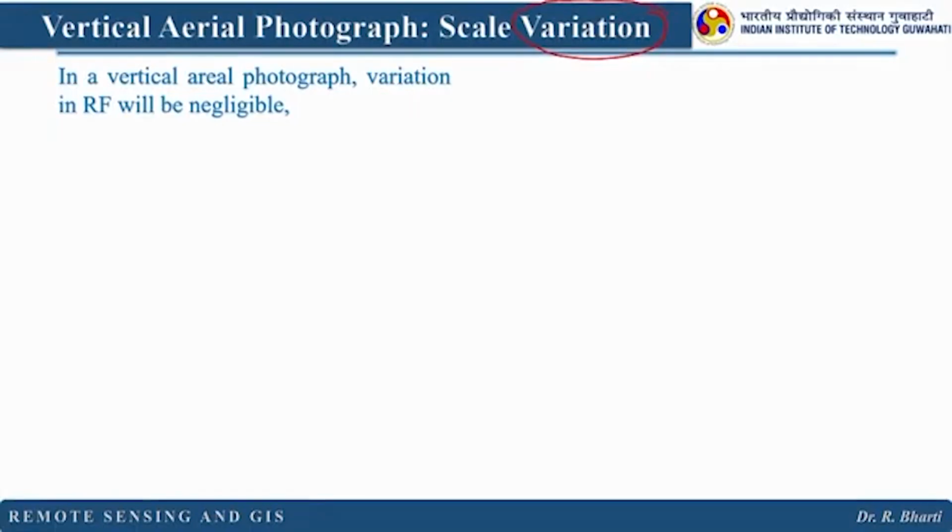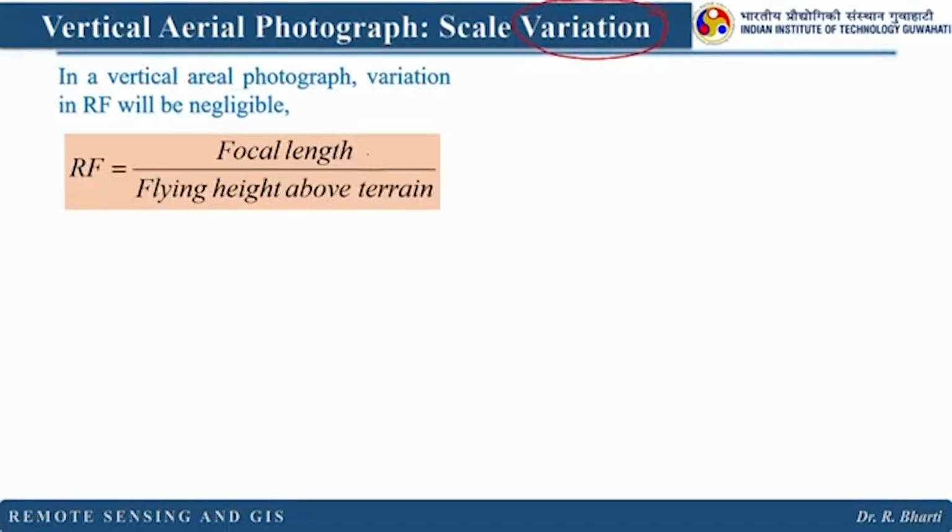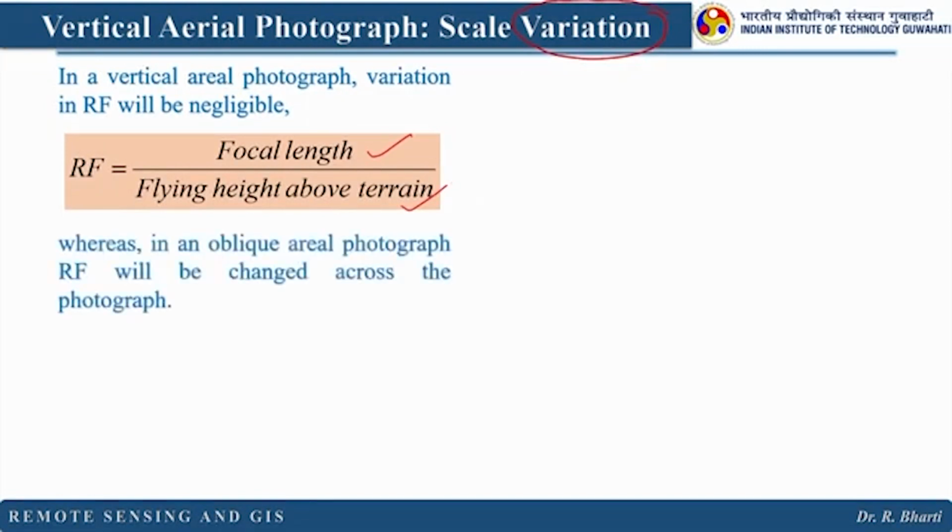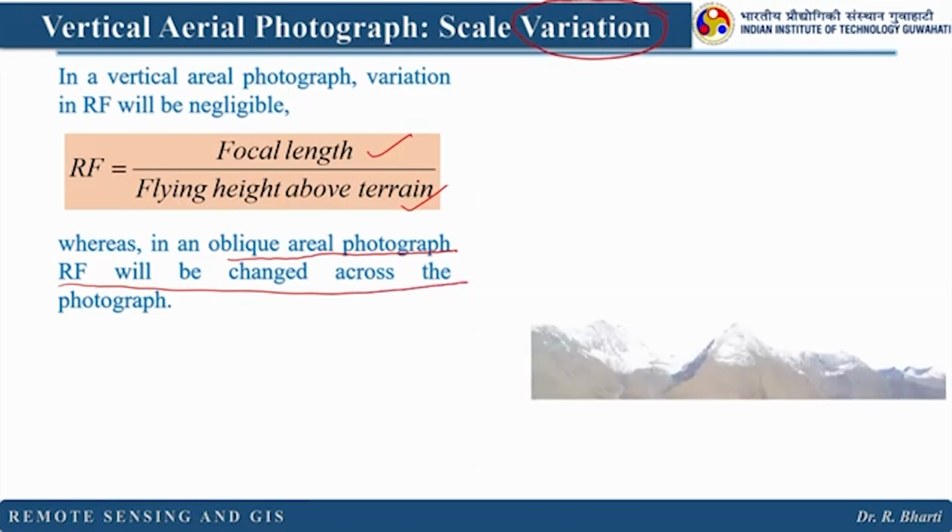In a vertical aerial photograph, variation in RF will be negligible, because we assume distortion is very small and we are seeing from the top. So we assume the RF variation is negligible, and you can use the focal length and flying height above the terrain. Whereas in an oblique aerial photograph, RF will change across the photograph because you have tilted the camera and then acquired the target.